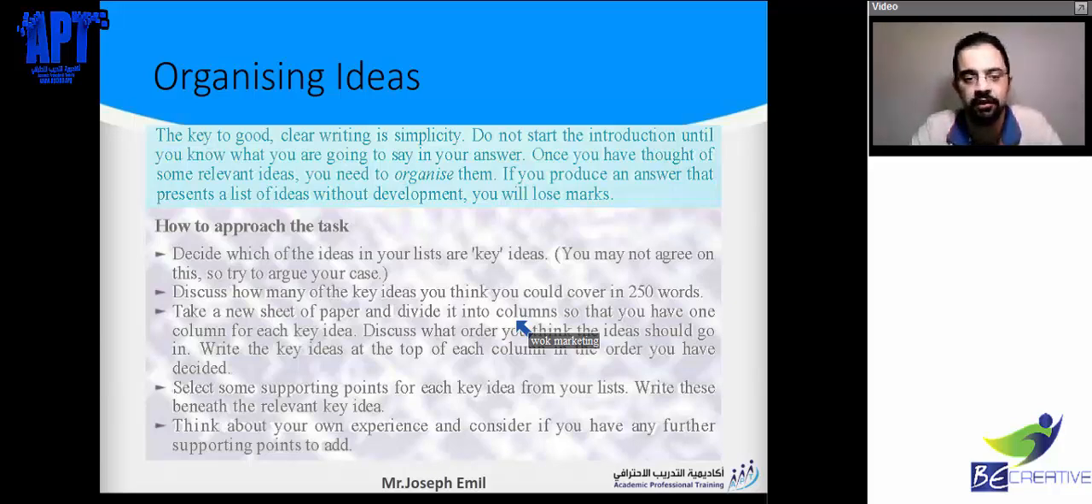So, how to approach the task? Decide which of the ideas in your list are key ideas. Not every idea you think of will be a key idea, or an idea you can talk about a lot. You may not agree on this, so try to argue your case. Discuss how many of the key ideas you think you could cover in 250 words. Remember, if you go under 250 words, you will lose marks. If you go over that limit, the chances will increase that you make more and more mistakes.